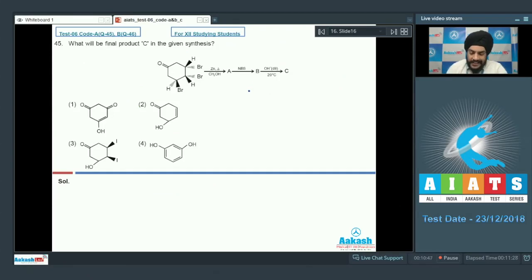What will be the final product C in the given synthesis? So we have been given a structure which is first allowed to react with zinc heat in presence of methanol. Students, zinc causes E2 elimination of 2 Brs. So there will be a loss of Br2 in an anti-fashion. So if you look at the bromines which is given to us, we can see that out of the given bromines, this bromine and this bromine are anti to each other. So this will lead to the formation of a double bond here. So this is our product A.